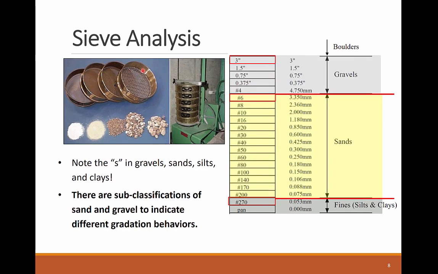Sieve Analysis consists of shaking the soil through a set of sieves that have progressively smaller openings. The results of the sieve analysis are generally expressed in terms of percentage of total weight of soil that passes through different sizes of sieves. This table here shows the sieve size from the one with the biggest sieve hole, 3-inch, to the smallest sieve size, 0.053 millimeters.